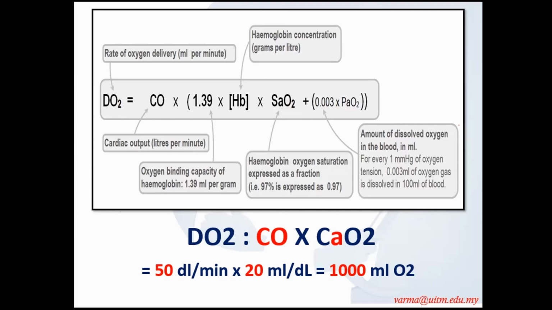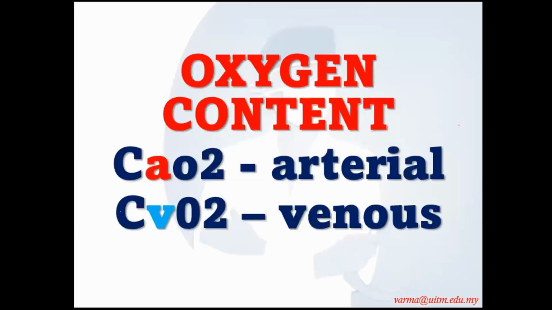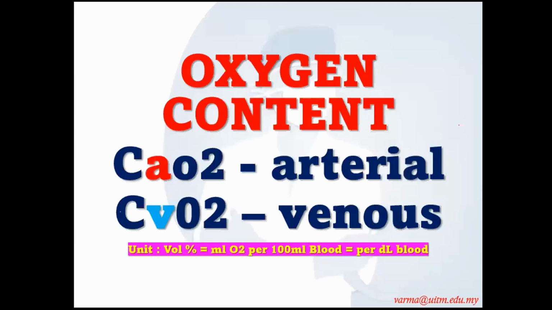The usual oxygen delivery is 900 to 1000 ml of oxygen per minute. It's based on this: 50 deciliter per minute is 5 liter per minute, and 20 ml per deciliter is the oxygen content in the artery. How do we come to that? First, CaO2 is arterial and CvO2 is venous. The unit is volume percentage, ml oxygen per 100 ml blood or per deciliter blood.